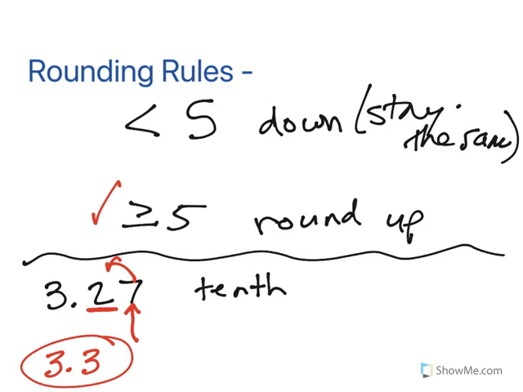So I like to underline the place value I'm rounding to and draw an arrow to what I need to look at to tell me what to round.